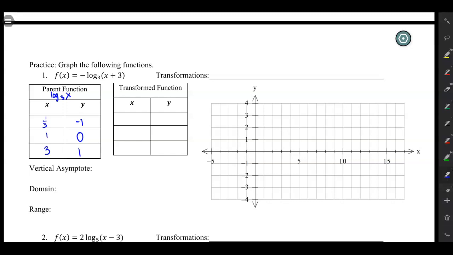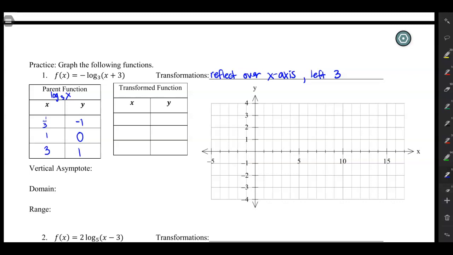Now I need to take care of my transformations. So I'm going to first list my transformations. So the negative in front of my graph means that I'm going to reflect over the x-axis. So that means I'm going to flip the graph up and down. And then the plus 3 means that I'm shifting my graph left and right. And remember, the left and right transformations are kind of opposite what you would think. So if you're adding 3, you're actually going to move to the left 3.